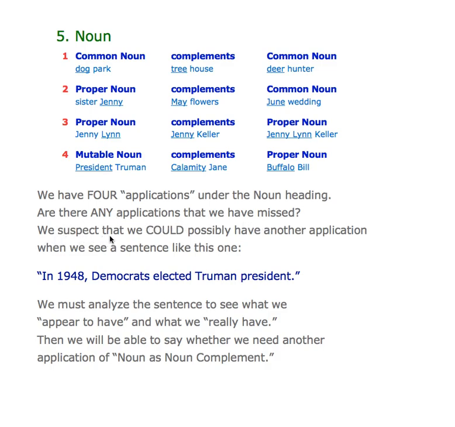We suspect that we could possibly have another application when we see a sentence like this one. In 1948, Democrats elected Truman president. Now, I use this sentence because the word elected is important because he was president before this, but he was not elected. Okay, so that's why I use elected here. We must analyze the sentence to see what we appear to have and what we really have. Then we will be able to say whether we need another application of noun as noun complement.